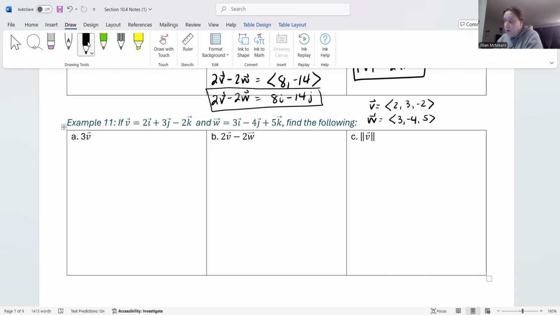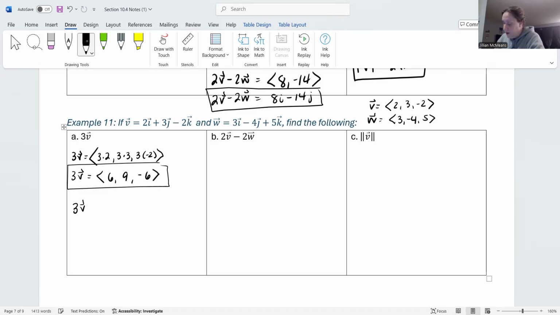Okay, so if we wanted to find 3v, we're going to take those three components and multiply them by 3. So 3v would equal 3 times 2, 3 times 3, 3 times negative 2. So we could say, well, 3v, y'all, is 6, comma, 9, comma, negative 6, okay?